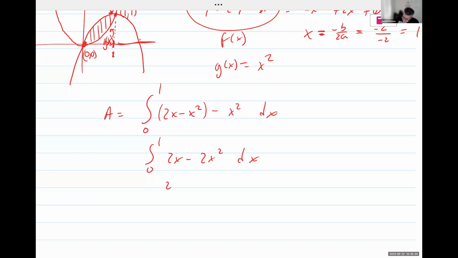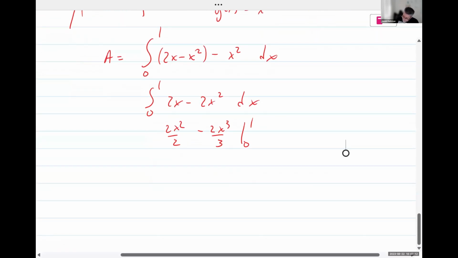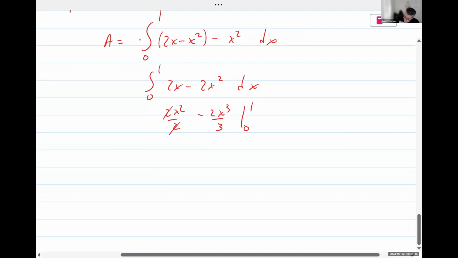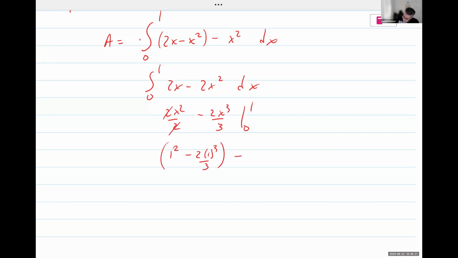So this becomes 2x squared over 2 minus 2x cubed over 3, evaluated from 0 to 1. The 2's cancel here, and that becomes 1 squared minus 2 times 1 cubed over 3, minus 0 squared minus 2 times 0 cubed over 3. Again, this thing goes to 0, and so this is just 1 minus 2/3, which is 1/3.